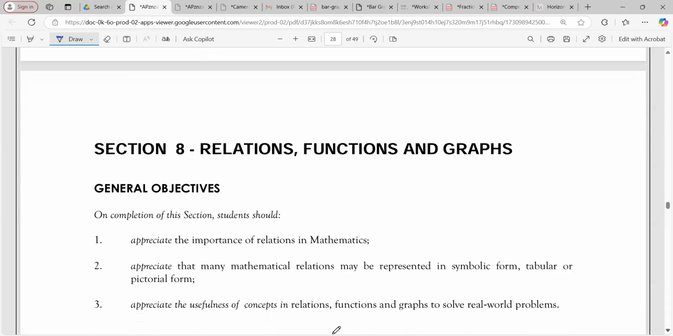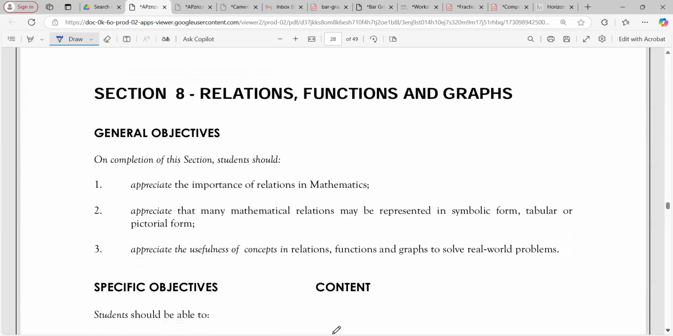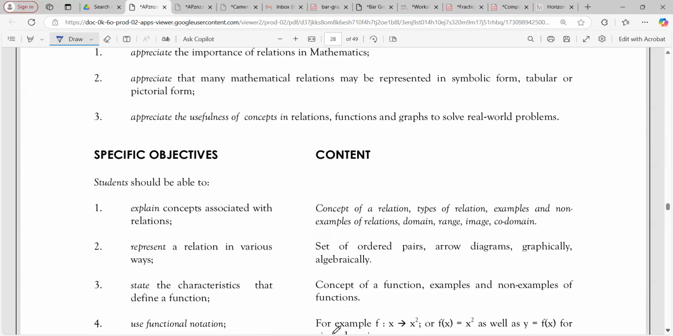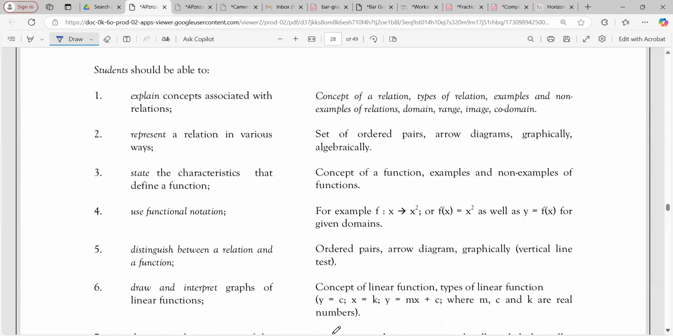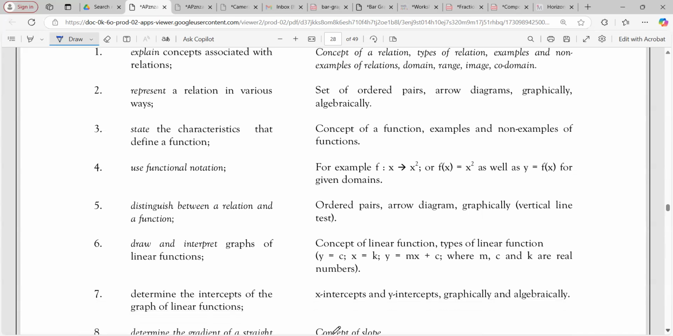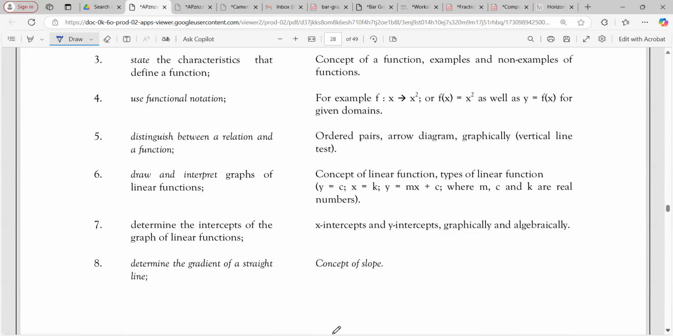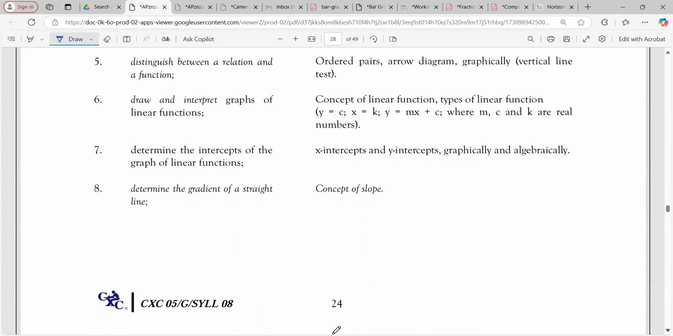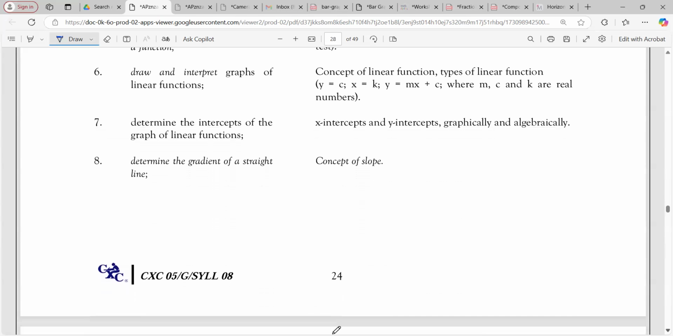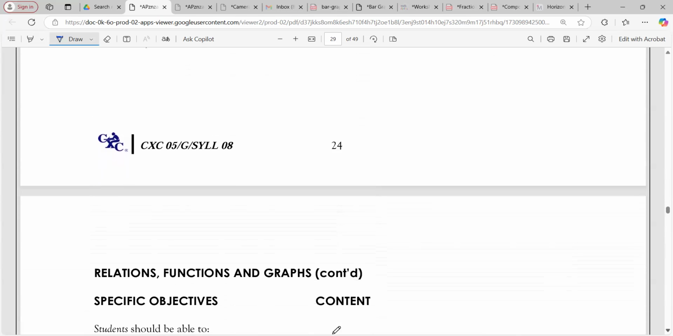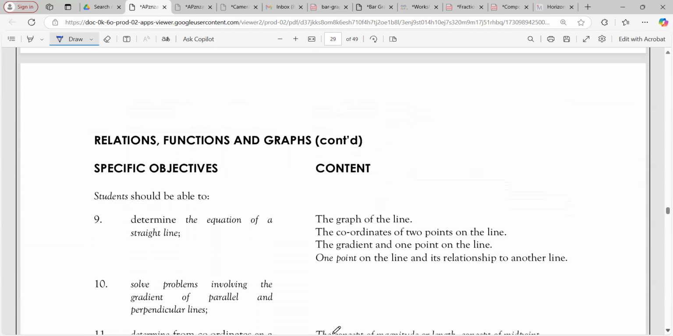Next up, number 8, we have relations, functions, and graphs. That is basically self-explanatory. You must be able to do graphs, quadratic graphs, straight line graphs, y equals mx plus c, find the gradient, determine the gradient of a straight line, and all that. Y-intercept.